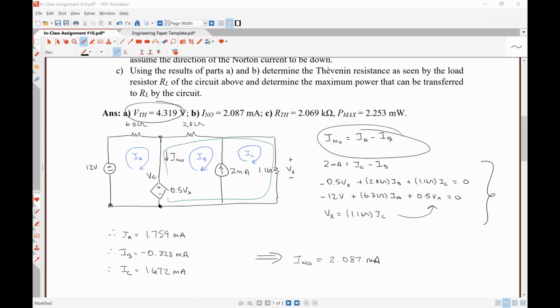Yep, that's what I got. I got that as well. Same here. Cool deal. Well then, now that we know this part is correct and our Norton current was correct, how would we go about finding R Thevenin in this case?